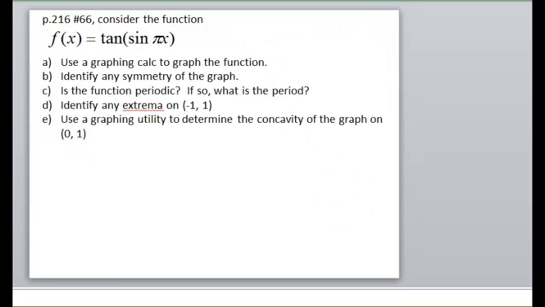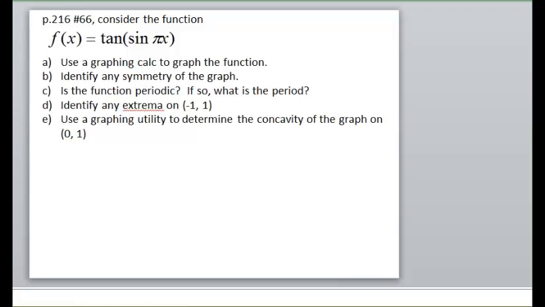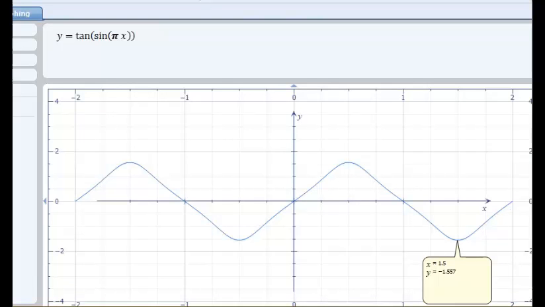Okay, in this last example, you're first going to use your graphing calculator to graph this function. Please make sure you're using enough parentheses, otherwise you will not end up with this particular graph. This is the graph of the function tangent of sine pi x. So we're going to refer back to this graph as I talk about this problem. Identify any symmetry of the graph. So we're going to go back to this to identify the symmetry.